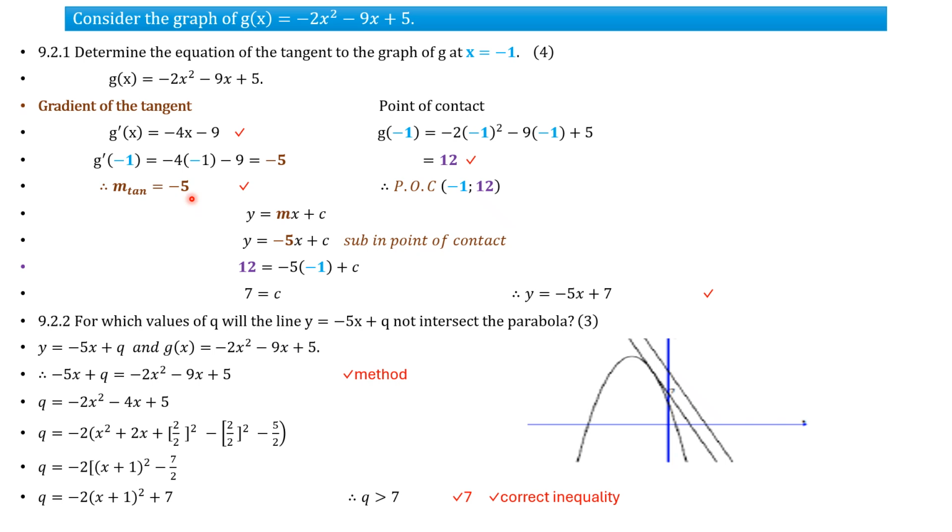So for gradient, we find the first derivative. We substitute the point that's given in, and the answer we get is the gradient of my tangent.